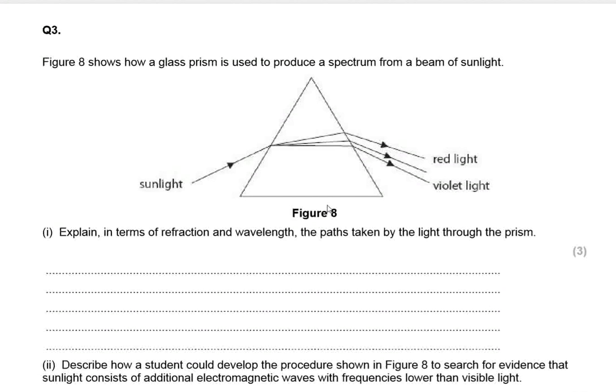Now let's take a look at this one here. Here we have what we call dispersion. So this is white light, the sunlight. It goes to the prism, which will bend it, it's going to refract and disperse, and look, it's bending when it leaves, and therefore we get this nice spread of colors, red on the top and violet at the bottom. The question is, in terms of refraction or wavelengths, the path taken by the light in this particular case.